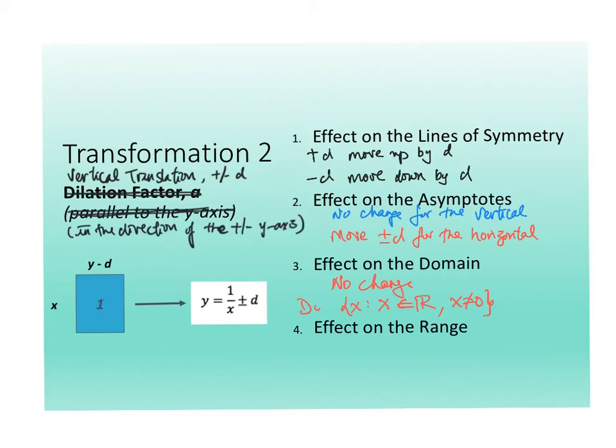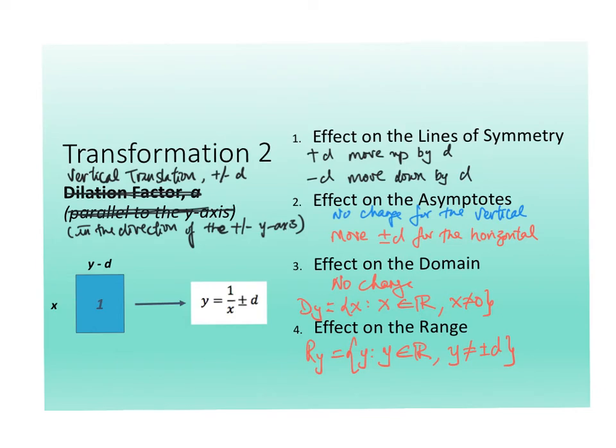Alright, so domain of y. What about the effect on the range? Yes, it has changed because we have moved down or up. So in this case, range of y is, actually I should use the equal sign, y is such that y is an element of the real numbers, y does not equal plus or minus d. Alright?